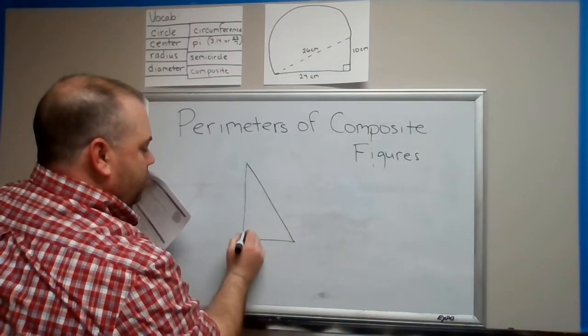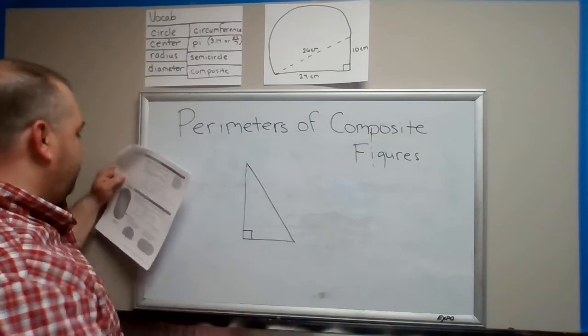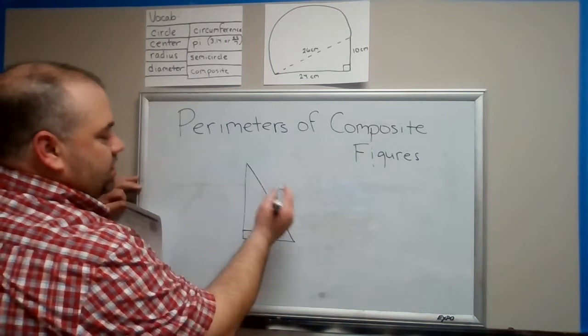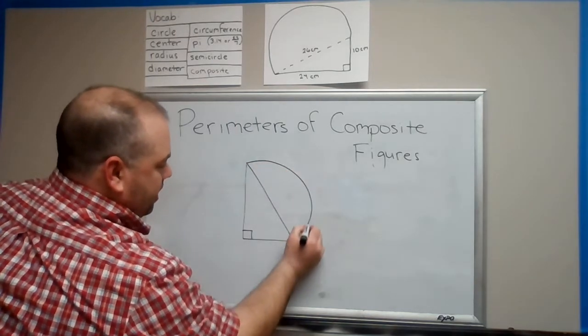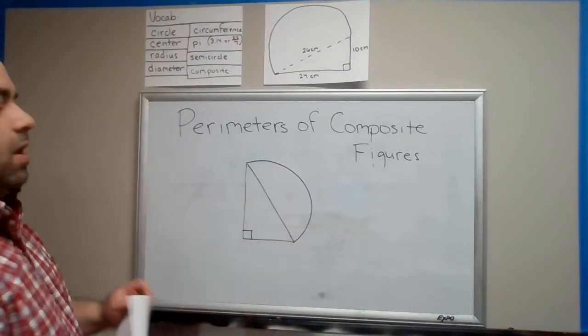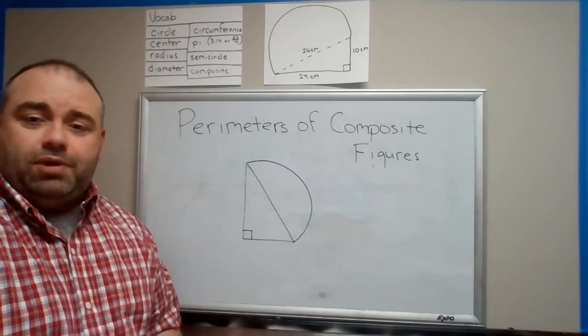Let's make it a right triangle, 90 degrees right there. And then I'm going to stick this semicircle on. This is where it usually gets a little hazy. So I'm going to stick this semicircle on top. There we go. Now they gave me some things that I can put in, some givens.